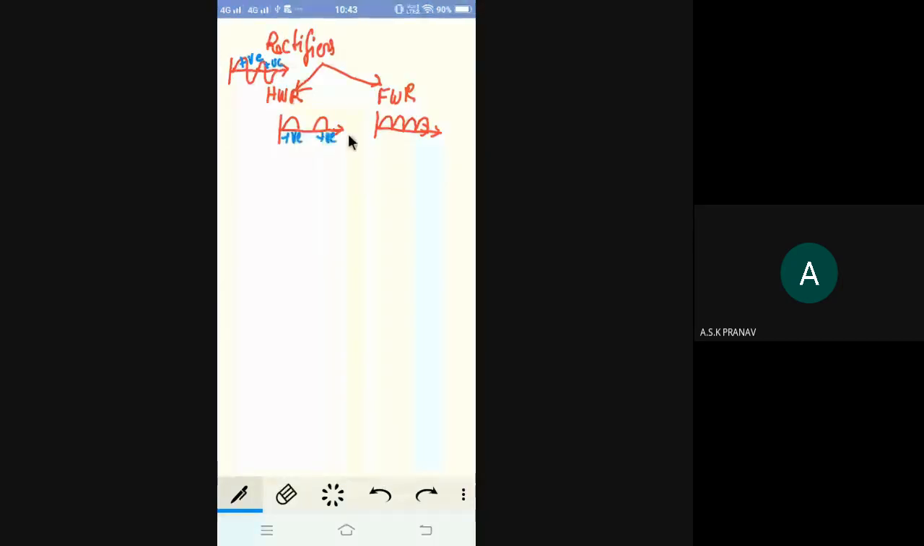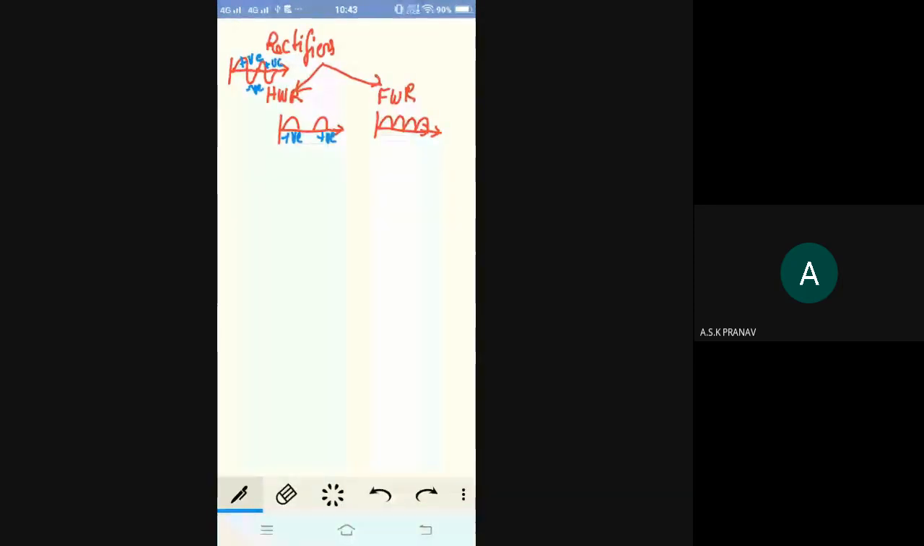Okay, so a half wave rectifier will give only positive half cycles. Means only the positive half cycle of the input waveform is converted into pulsating DC in a half wave rectifier. Whereas in a full wave rectifier, both positive and negative half cycles are converted. See here, this is a negative half cycle. That negative half cycle is also converted into pulsating DC in the case of a full wave rectifier. This is the main difference between a half wave rectifier and a full wave rectifier.